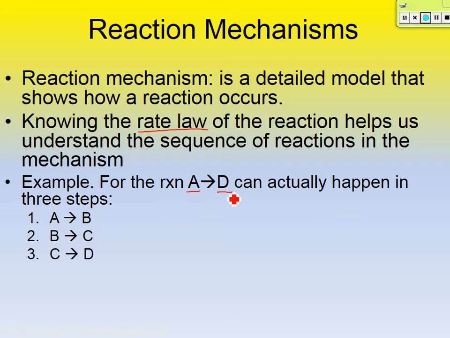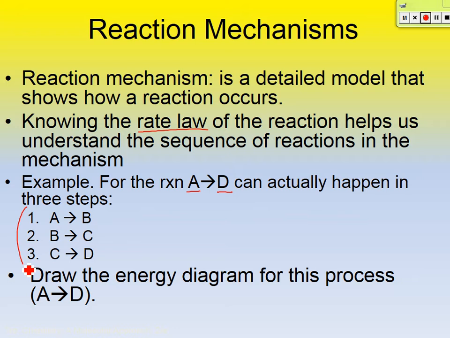And so let me put those steps up here, where A goes to B, and then B goes to C, and C goes to D. So what looked like one step in the chemical equation is actually 3 steps. These 3 steps right here are called the reaction mechanism.